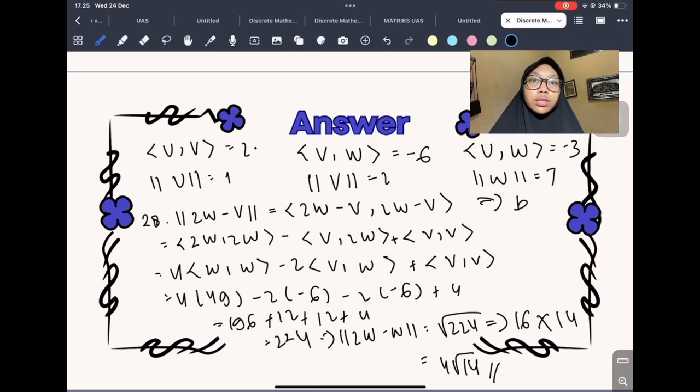So the key takeaway here is that inner product problems are all about expanding carefully and using the given values correctly. As long as we stay organized, we don't even need the actual vectors.